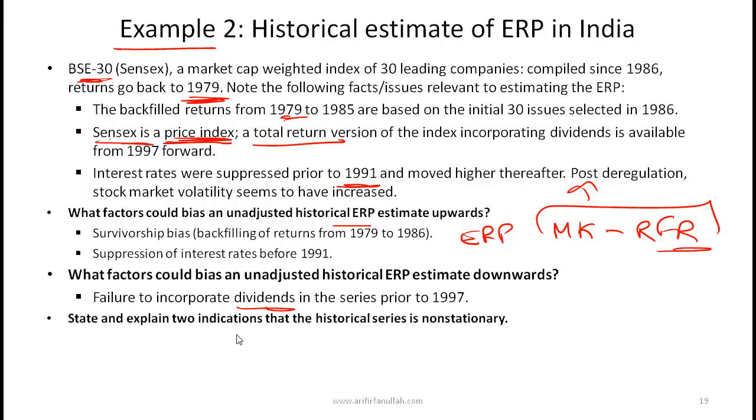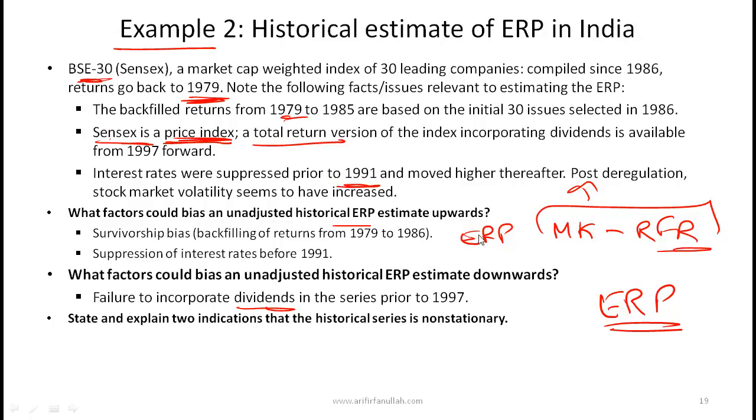Is there a question? Okay. State and explain two indicators that the historical series is non-stationary. Look at this. This problem captures in a practical way all the things that we were talking about. What is the data element we are after here? The equity risk premium. So what are the two pieces of information here that would lead you to believe that this data is non-stationary? Is it high volatility? If there is high volatility, does that mean it's non-stationary? Volatility changes, exactly. So the change in volatility.